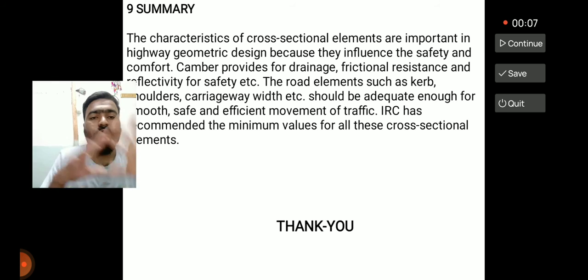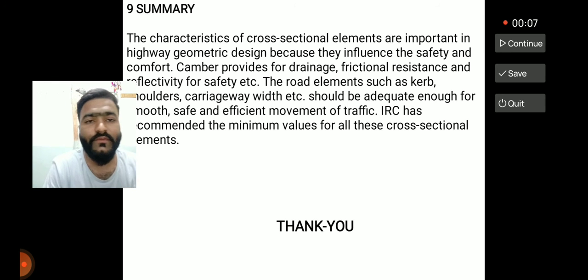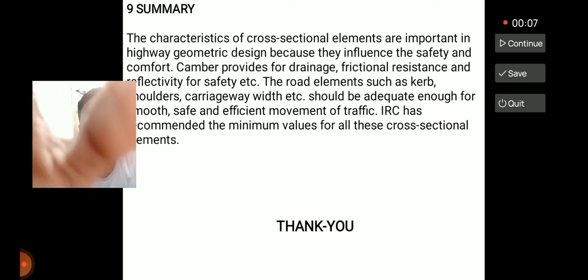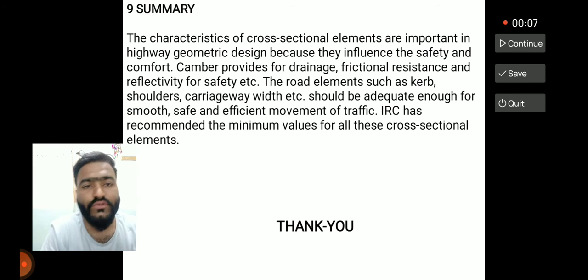So now the summary of these cross section elements. The characteristics of cross section elements are important in highway geometric design because they influence safety and comfort. Camber provides for drainage, frictional resistance and reflectivity for safety, etc. The road elements such as curbs, shoulders, carriageway width, etc., should be adequate for smooth, safe, and efficient movement of traffic. IRC has recommended minimum values for all these cross-sectional elements.